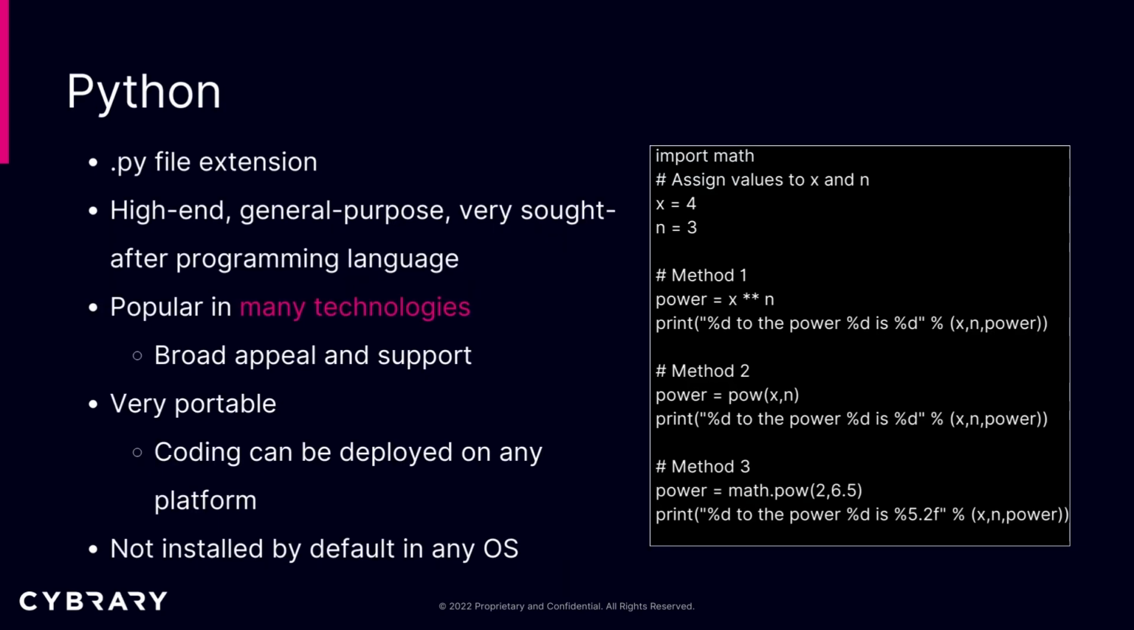Python. .py is the file extension for Python. The Python scripting language was first released in 1991, and it started to gain popularity over other scripting languages in the past 10 years or so. Now, it's not normally installed by default on any operating system.